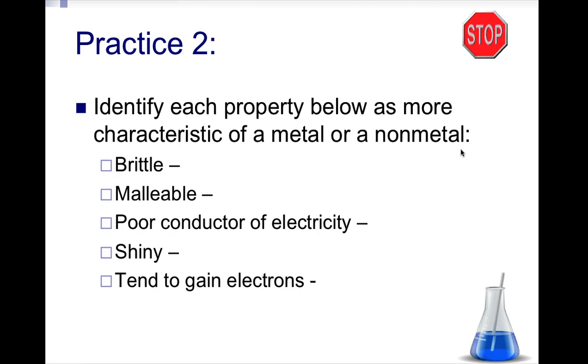Practice 2. Identify each property below as more characteristic of a metal or nonmetal. So brittle, would brittle be a metal or a nonmetal? How about malleable? A poor conductor of electricity. Which would that be? Shiny and tends to gain electrons.